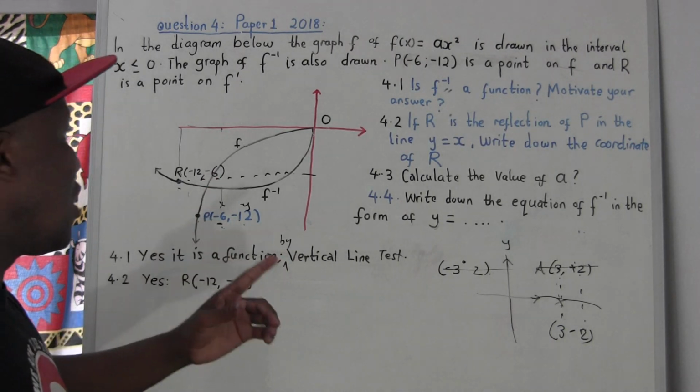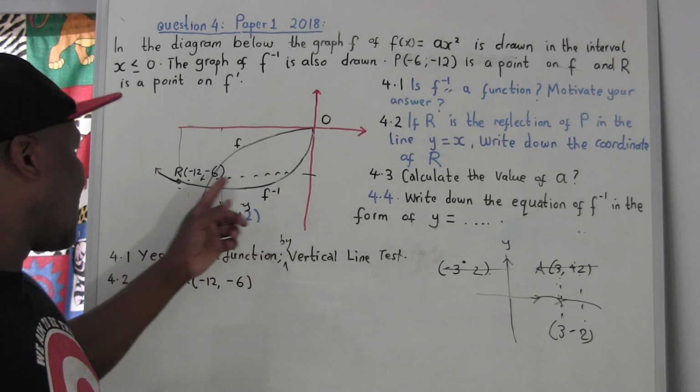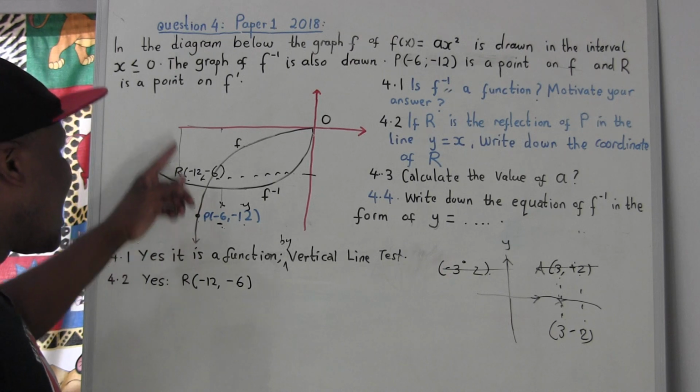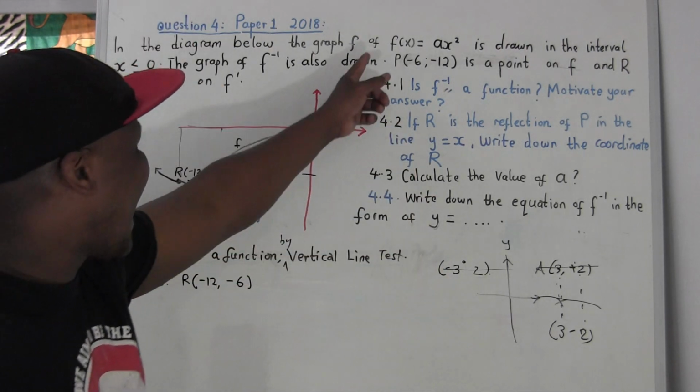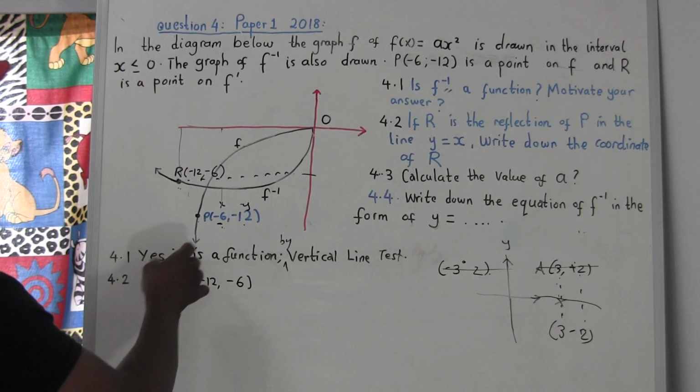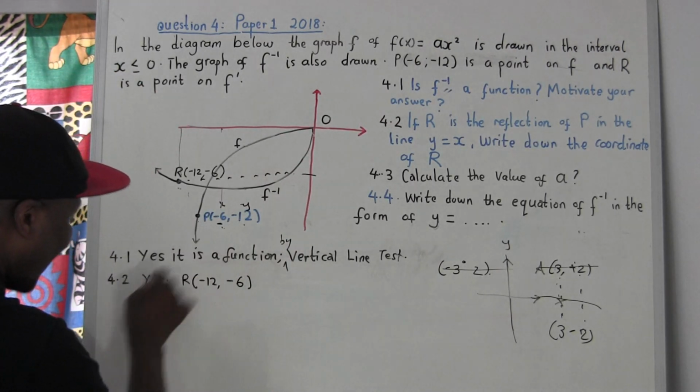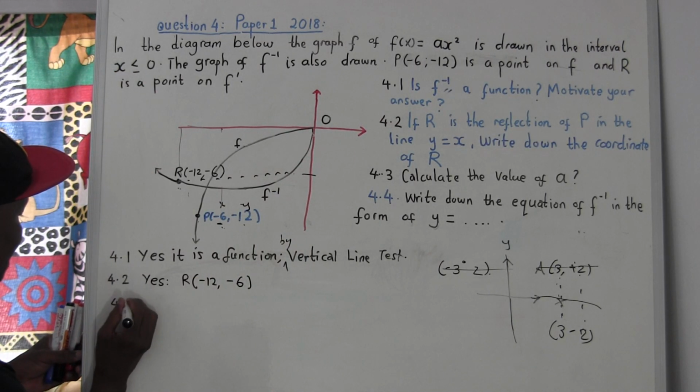But if they said f inverse, you could have taken this and put it in the equation of f inverse. But it's not f inverse, this is just f. So I'm going to take that because it lies on f. This one lies on f. So I'm going to say, oh, so (-6, -12).